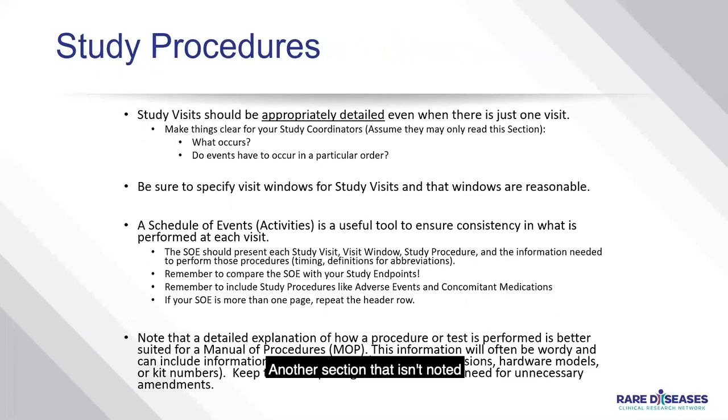Another section that isn't noted that I think is really important is your study procedures section. Your study visits, even if you have just one study visit, should be appropriately detailed. We always joke that you should basically assume your study coordinators may only review this section. I'm sure the background is going to be great and really interesting, but they will probably only review the study procedure section. So you need to consider what occurs, and more importantly, whether those events have a particular order that they have to occur in.